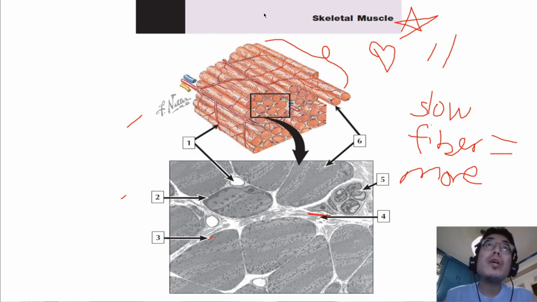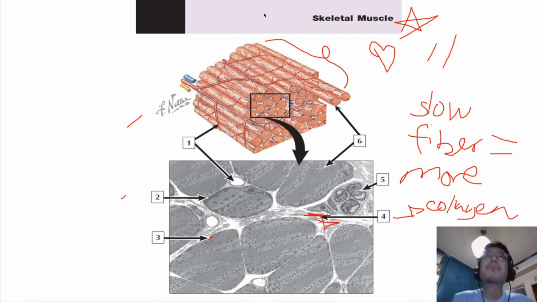3 here is the nucleus of a skeletal muscle fiber. And number 4, the highlighted space over here, the space between the skeletal muscle fiber cells, is called the perimysium. And perimysium is predominantly composed of collagen. 5 is a nerve fascicle.